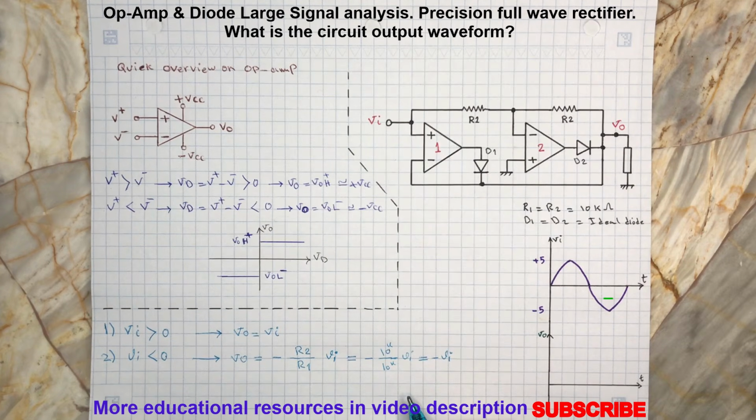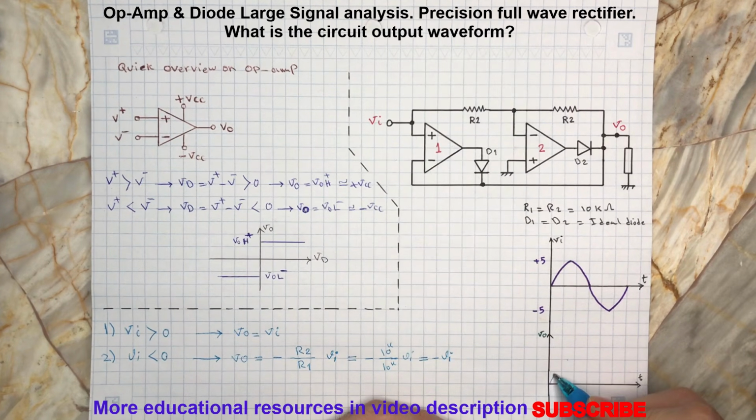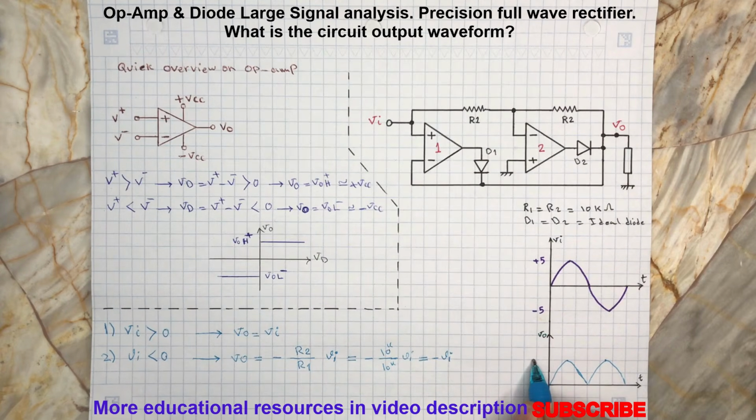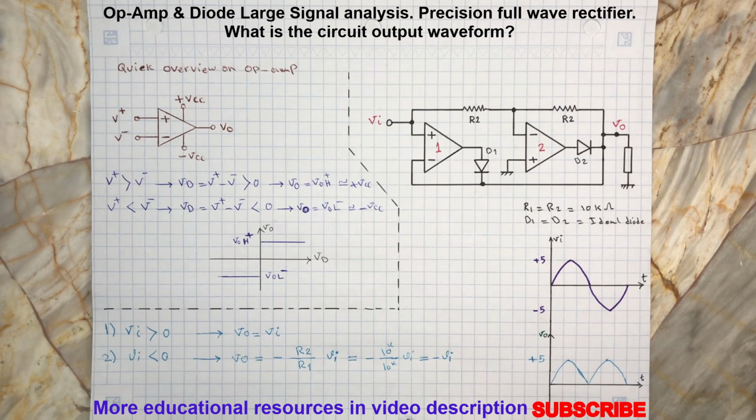Let's draw the output voltage. As you can see here, this circuit rectifies the input signal with the ability to change the output voltage amplitude for negative inputs. This op-amp circuit is called a Precision Full Wave Rectifier.